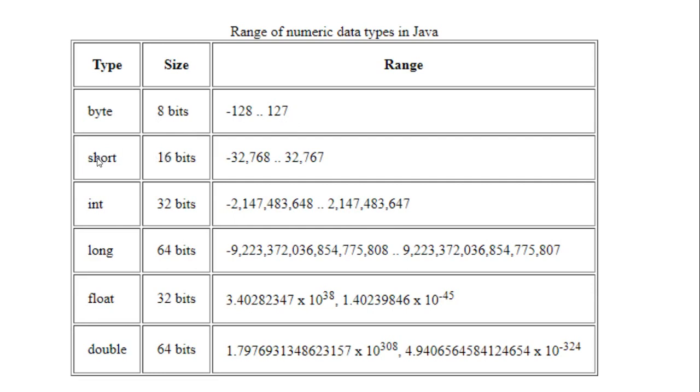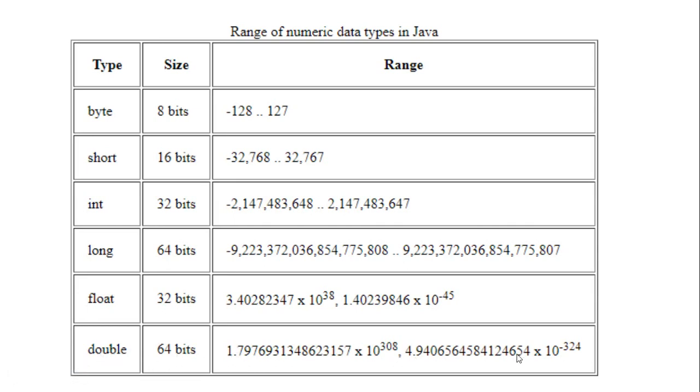Same way for short data type, its size is 16 bits and its range is this. Same way for integer data type, its size is 32 bits and its range is this. So the maximum value which you can store inside the integer variable is this one, positive, and the smallest value is this negative value. Same way for long, this is its size and its range is this. For float, its size is 32 bits and its range is this. And for double also, its size is 64 bits and this is its range.